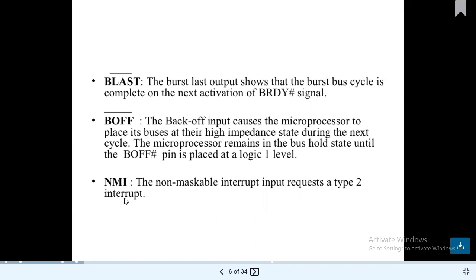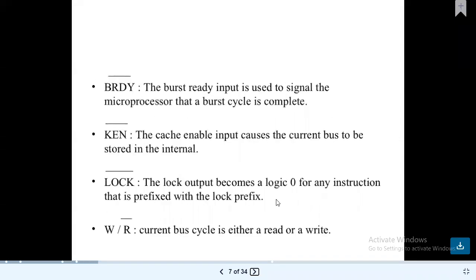That is one type of hardware interrupt, the non-maskable interrupts. These non-maskable interrupts are used to resolve small faults or problems that occur during the execution of programs. That's the two types of interrupts. The next one is BRDY, burst ready. The burst ready input is used to signal the microprocessor that a burst cycle is complete.